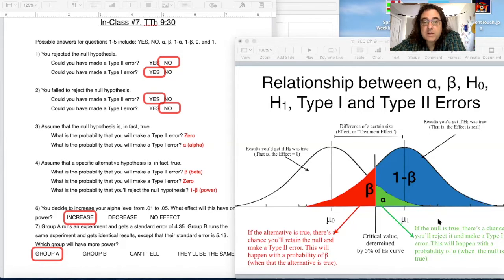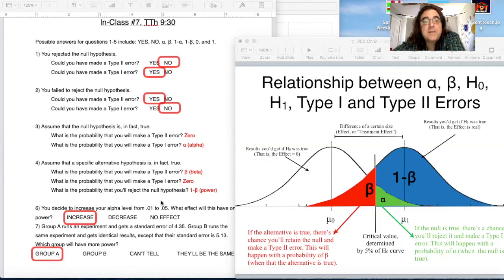Now, here's number three, a different kind of a weird assumption that we don't usually get to make in real life, but I'm setting this up for educational purposes. Assume that the null hypothesis is in fact true, which means that you are drawing a result from this distribution right here, the one on the left. What is the probability that you'll make a type 2 error? None. It's impossible. You can't make a type 2 error no matter what you do if the null hypothesis is true, because type 2 error means failing to reject the null if the alternative is true. So if I've just told you that the alternative isn't true, you can't possibly make that error.